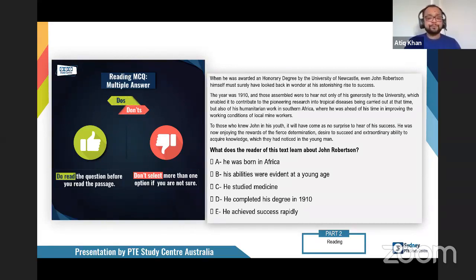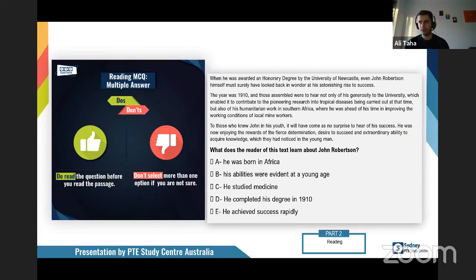And don't select more than one option if you are not sure. In multiple answers, you must be aware that there is negative marking. If there were two correct options, and you selected one of them which is correct and selected another one which was wrong, you will get 0. Why? Because +1 for the right selection and -1 for the wrong selection, you get 0.